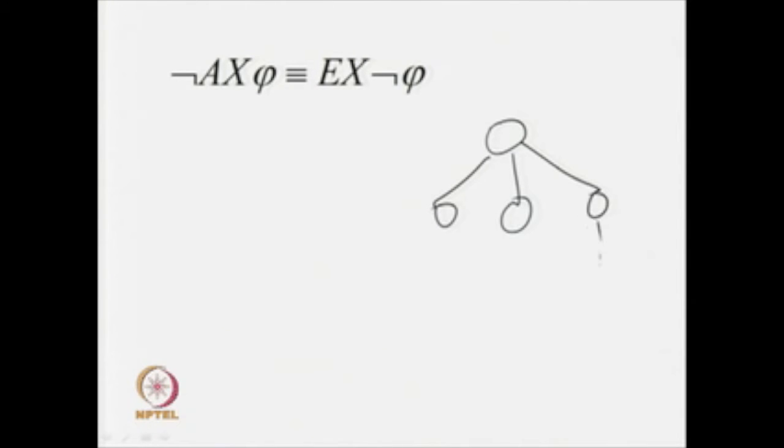Say, if I am having a model something like that. So, in this particular state, in all paths next state phi is true, and indeed this is not true in this particular state, so I can say that phi is true in these two states, but phi is not true over here. So, in all paths in next state phi is not true, and this is equivalent to saying that there exists a path in next state not of phi is true.